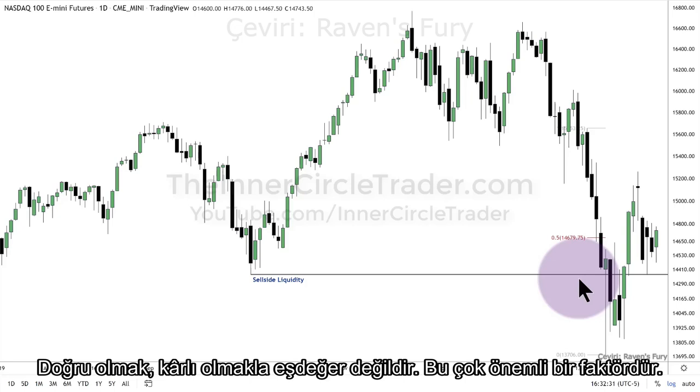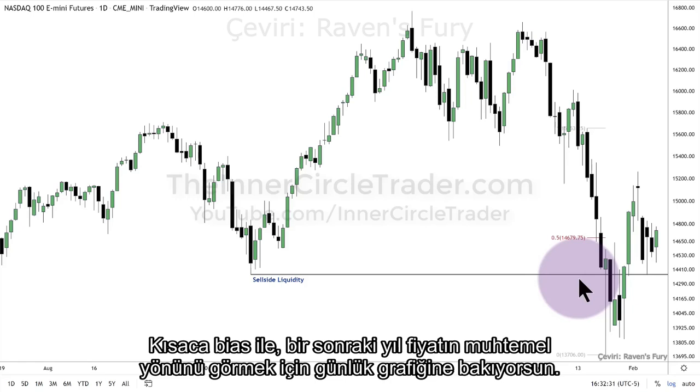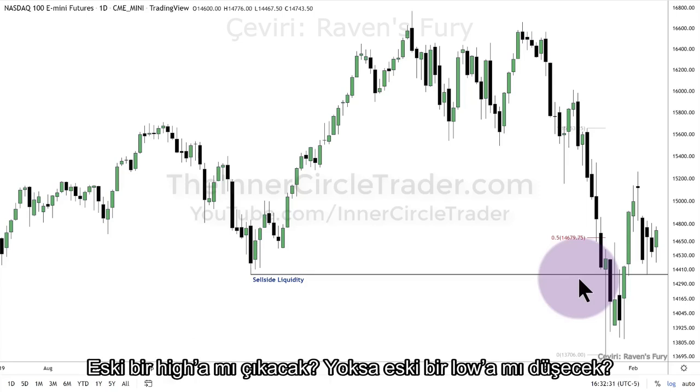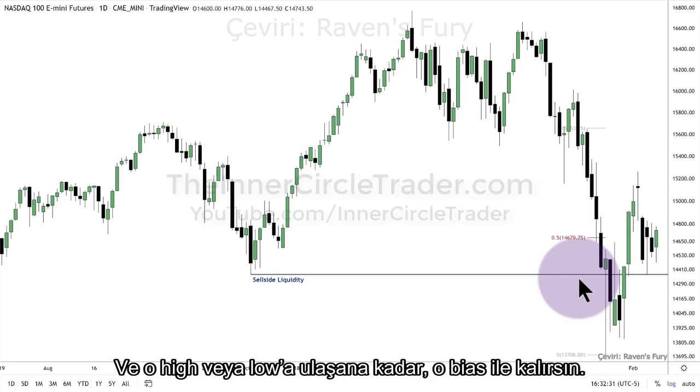Very important factor there. So with bias, in short, you're looking at your daily chart to get a read on where it's likely to go to next. Where's the price going to draw? Is it going to draw higher to an old high? Is it going to draw down to an old low? And until it gets that high or low, you stay with that bias.